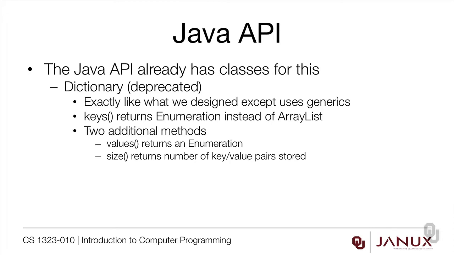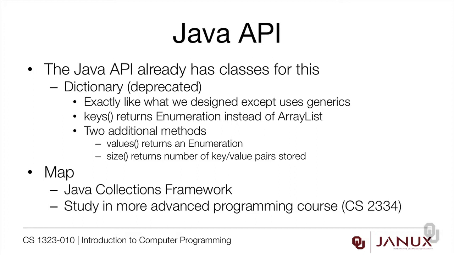Also, there are 2 additional methods that we didn't implement. This is where the completeness thing comes in again. One is called values. So just like we had a method that returned all of the possible keys in an ArrayList, we can have a method that returns all of the possible values. In this case, it would return them as an enumeration. Now, there's also a size method that returns the number of key value pairs. I've never really understood exactly why the size method is necessary, but maybe there's some situation that it is necessary and that I haven't encountered yet.